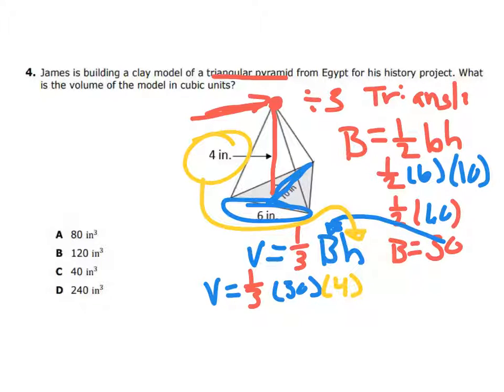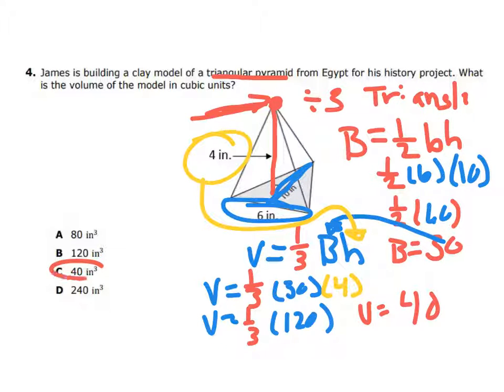So now when I multiply, I'm going to say 30 times 4 is 120. And then I'm going to take 1/3 of that. Now to take 1/3 of that, that's simply just saying divide by 3. And 120 divided by 3 gives me a total of 40, which is answer choice C.